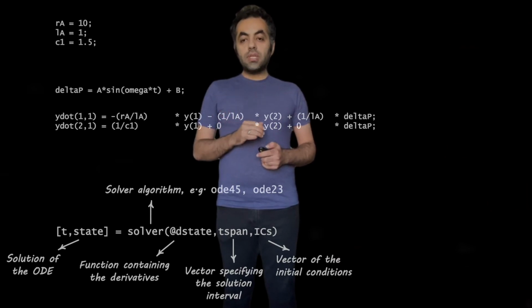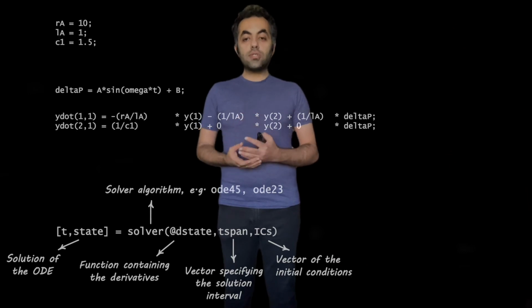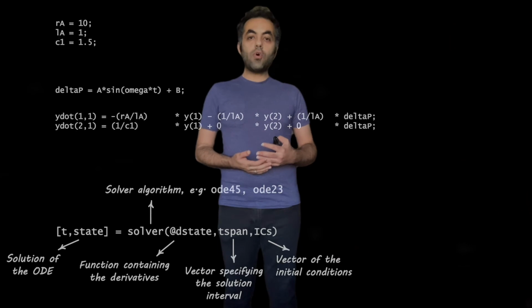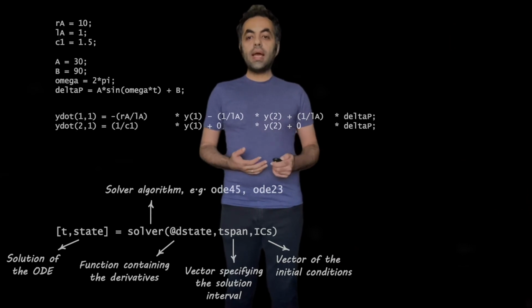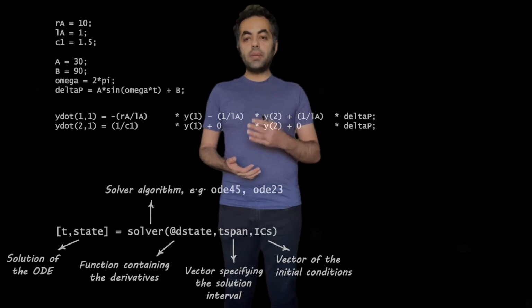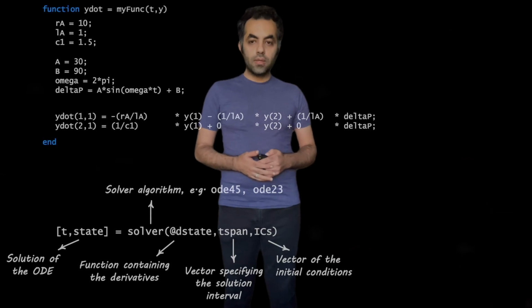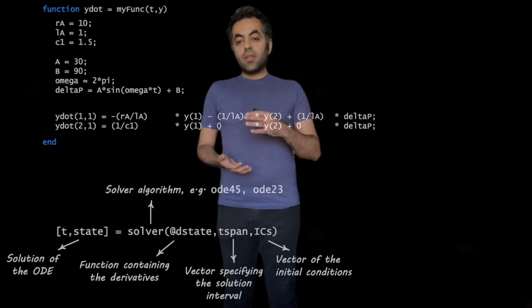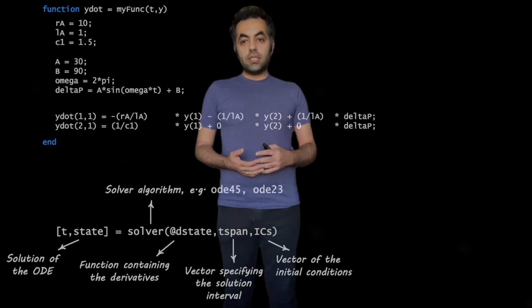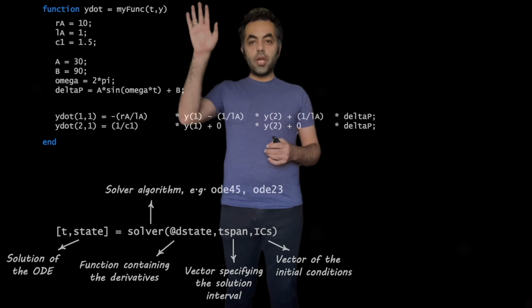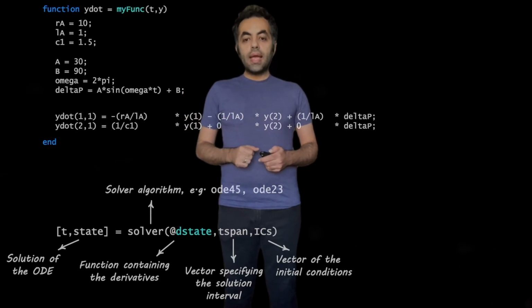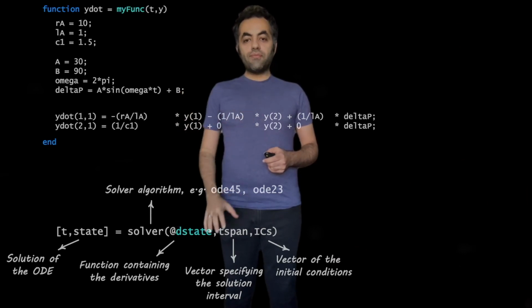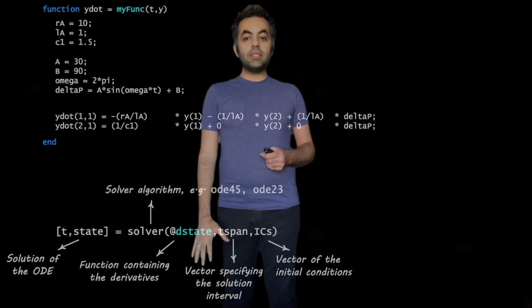And for delta P, let's define it as a sinusoid function such that delta P equals A sine of omega t plus B, and then we define A, B, and omega. This is the function that we need here. I give it a random name, for example, MyFunc, and MyFunc is the function that we need in this syntax.